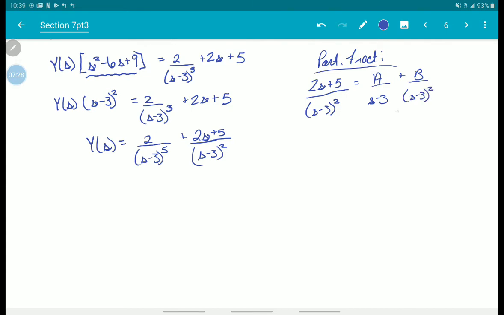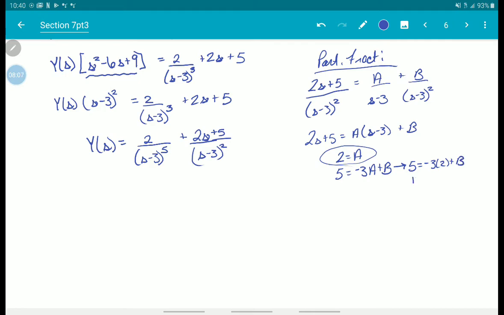So there's our setup for repeated linear. 2s plus 5 would be equal to a times s minus 3 plus b. Notice that this b term already has that denominator we're looking for, so we do not need to multiply by anything. So our system: 2 is equal to a, and 5 is equal to negative 3a plus b. If we know 2 is a, and we substitute that in here, then that tells us that b is going to be equal to 11.